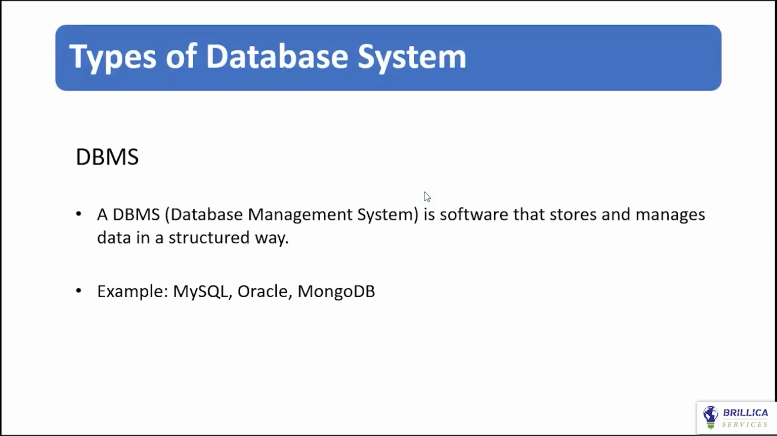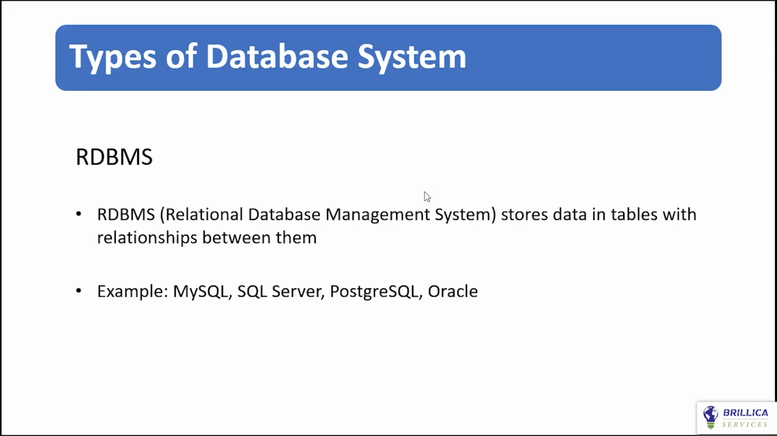Now let's understand the types of database systems. Number one is DBMS. DBMS stands for Database Management System. It is software that stores and manages data in a structured way. Examples: MySQL, Oracle, MongoDB. Then RDBMS. RDBMS stands for Relational Database Management System, and it is software that stores data in the form of tables, I mean, in the form of rows and columns and the relationships between them. For example, MySQL, SQL Server, PostgreSQL, Oracle.